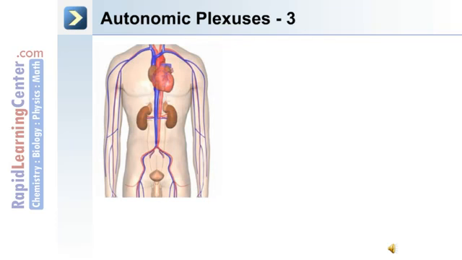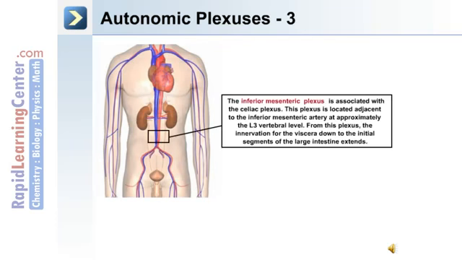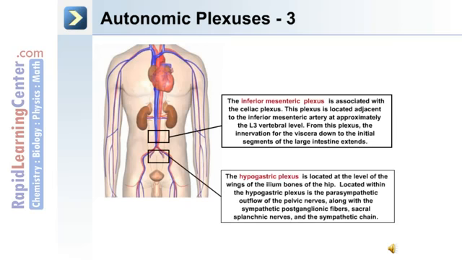The inferior mesenteric and the hypogastric plexus. The inferior mesenteric plexus is associated with the celiac plexus. This plexus is located adjacent to the inferior mesenteric artery at approximately the L3 vertebral level. From this plexus, the innervation for the viscera down to the initial segments of the large intestine extends.